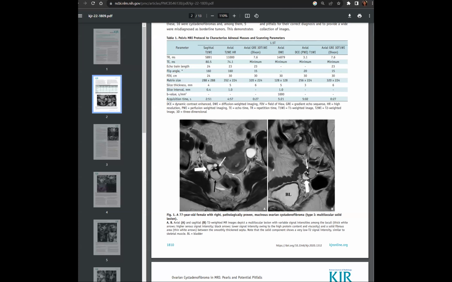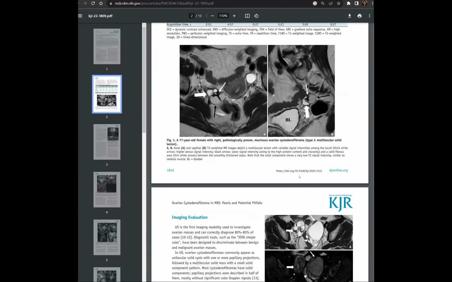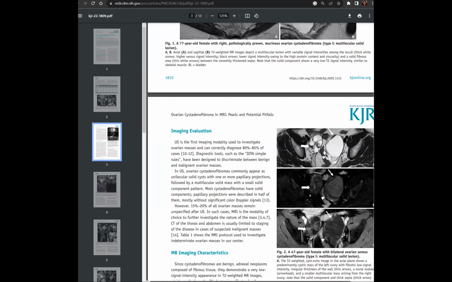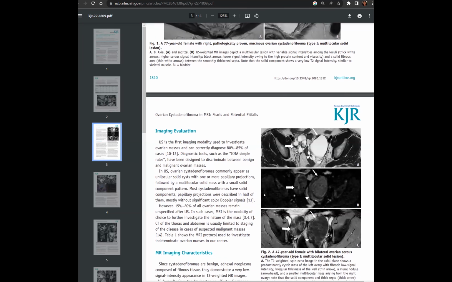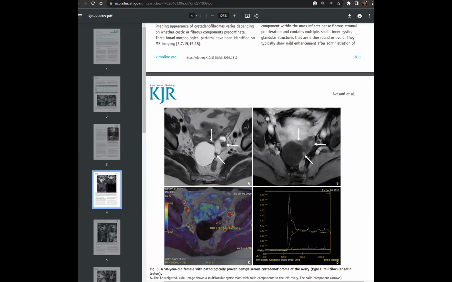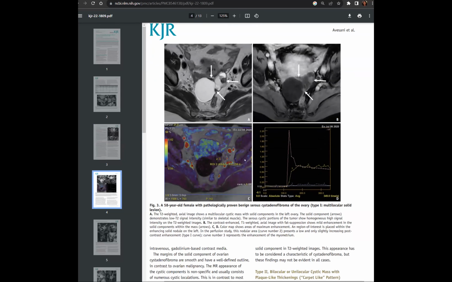And they do enhance, these areas enhance. That's type 1, the most common type. Ours is looking more cystic, simple cystic appearing, except that it has that dark T2 rim around it, so it's not totally simple. That's type 3. And this is still type 1.